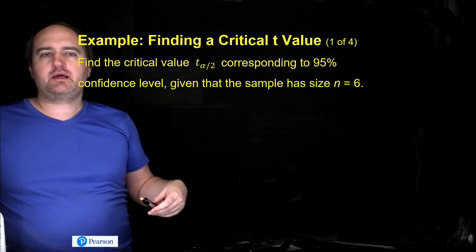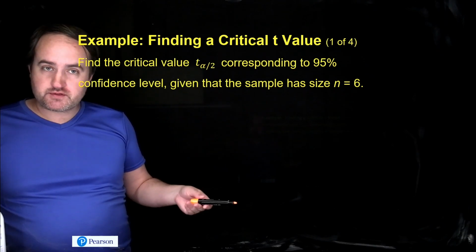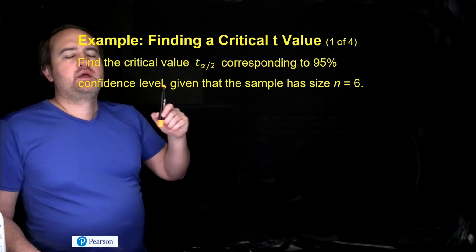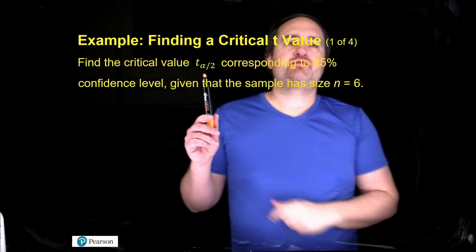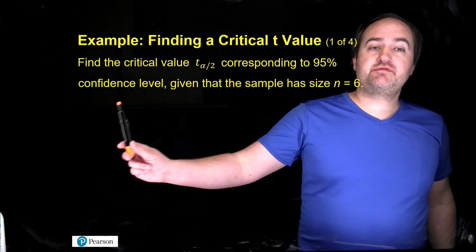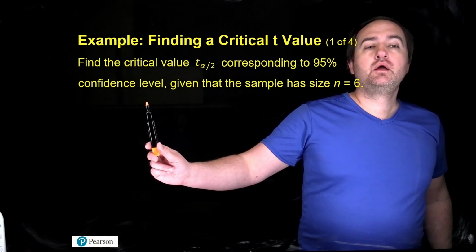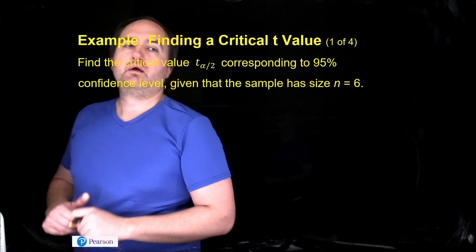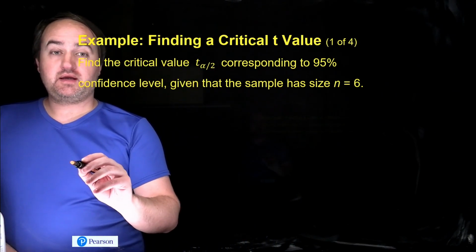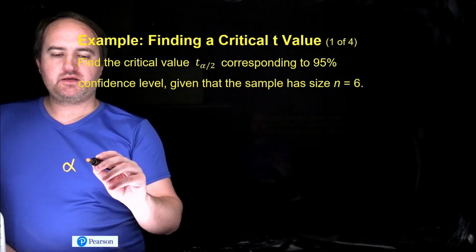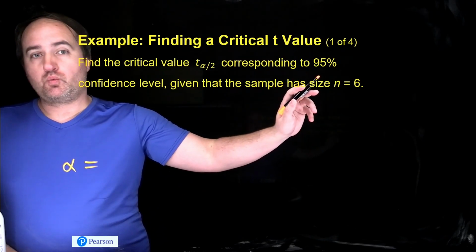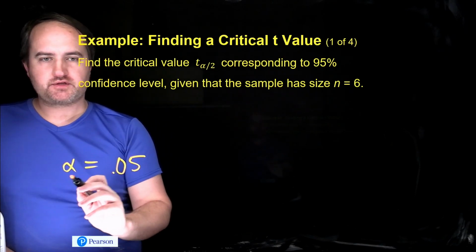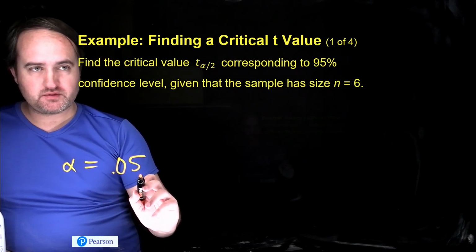But like I said, it's easier to think of the area in two tails as alpha. Okay, so if we want to find the critical value t sub alpha over 2 corresponding to a 95% confidence level, given that the sample has size n equals 6, we already said that the area in two tails is alpha equals 1 minus 0.95, which is 0.05. So alpha equals 0.05 is the area in two tails.